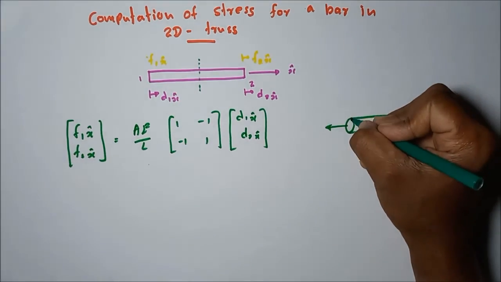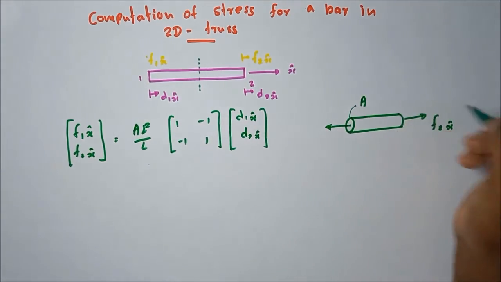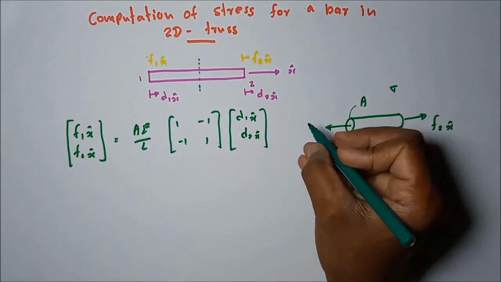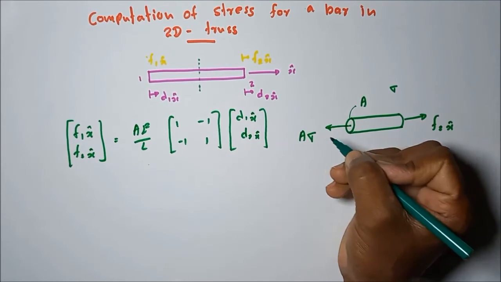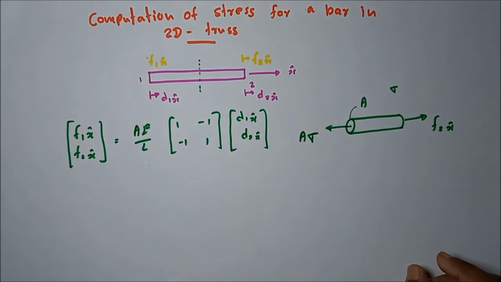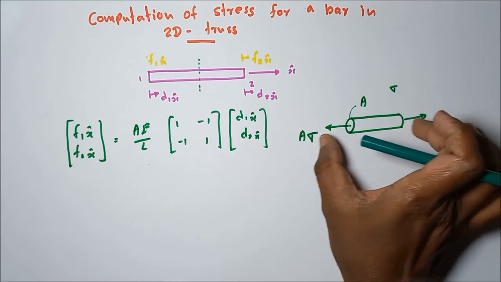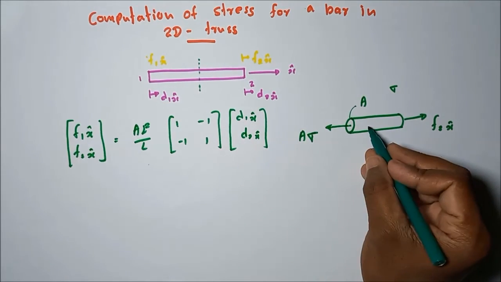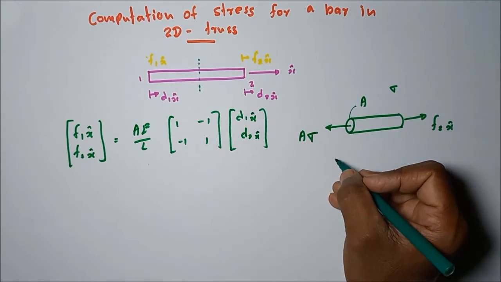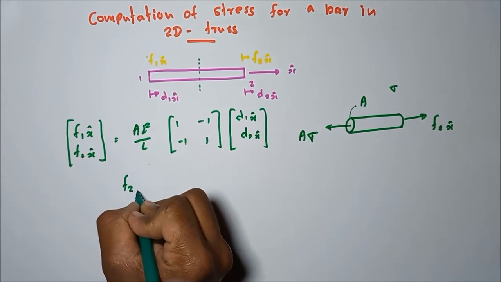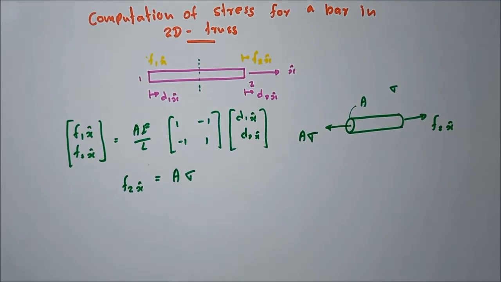So along this direction, what is the force acting? Let's take this cross section as A. If the cross section is A, let's take the developed stress in this situation as sigma. So then what is the force? The force is equal to A into sigma. So then these two should be equal. Consider the equilibrium of this separated part. We can write the equation: F2 x hat is equal to A into sigma.